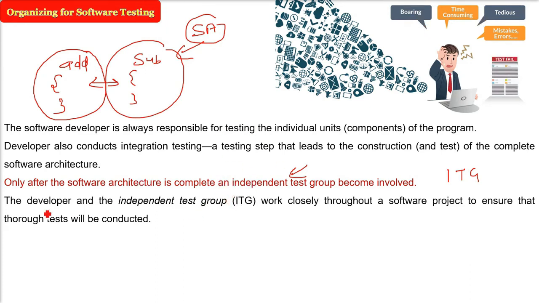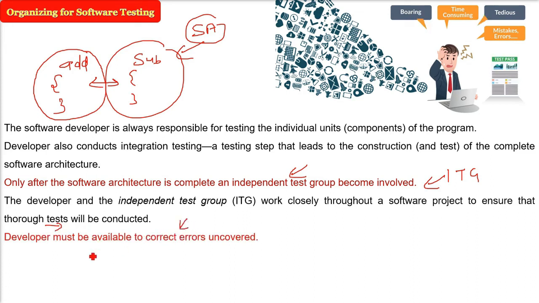So why do we want the independent test group? Because we want the freedom. There has to be someone who is not from the development team. Then only the problems can be uncovered. But the developer has to be available. The developer must be available to correct the errors which are uncovered.